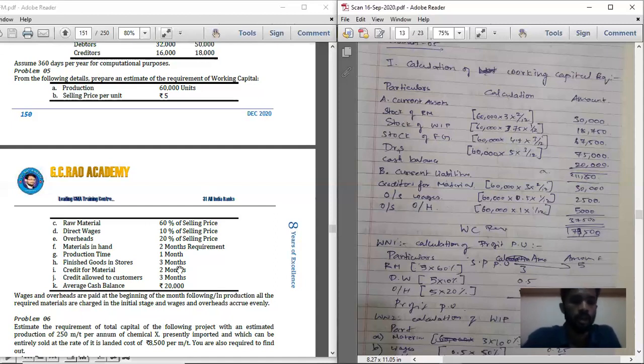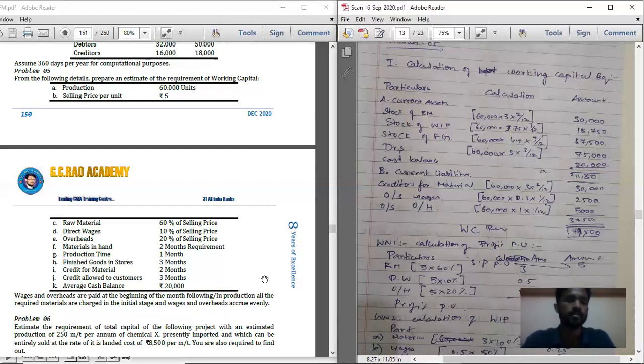Now below that, debtors. How much is the time they have given? Credit allowed to customers is 3 months. So debtors can be calculated using selling price, that is sales value. In calculation column, 60,000 into what is the selling price? 5. 60,000 into 5 into 3 divided by 12. In respect of amount column, put 75,000.